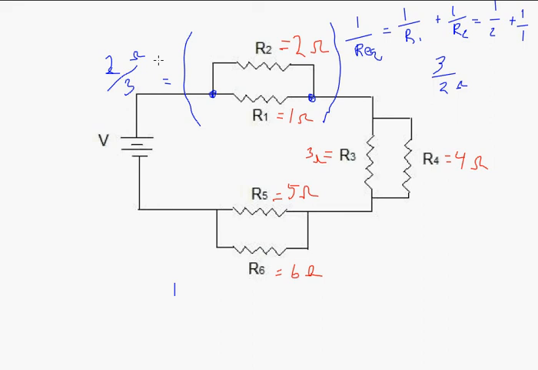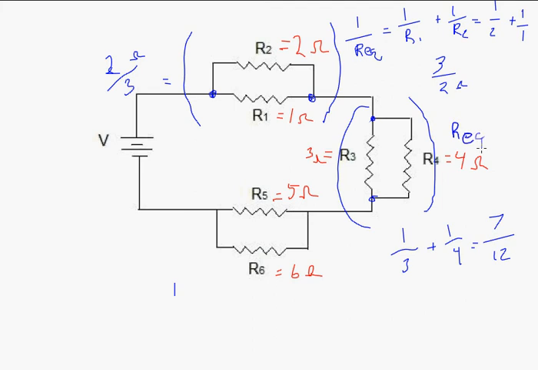Now let's take a look at the next one. And let's skip a couple steps because we're getting a little better. But we're going to do this one. This is a parallel circuit right here, and you can tell by the junctions. Okay? So you get 1 over 3 plus 1 over 4, common denominator 12, so you get 7 over 12 equals, the REQ for this one equals 12/7 ohms. Great, easy peasy.